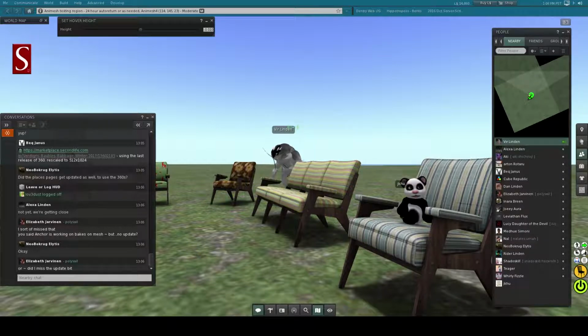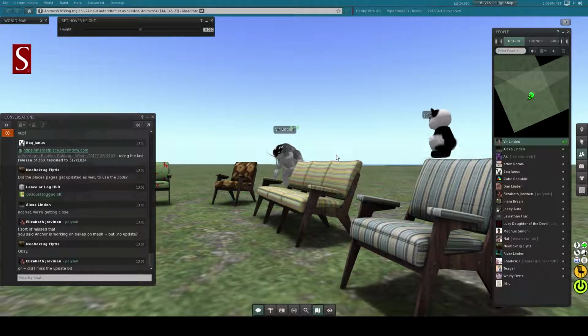I said that Anchor's working on Bakes on Mesh. He's been doing some work with the viewer this last week and said he thought it was coming along well. So we'll be trying to put together a project viewer for that, and we'll let you know when there's something to talk about.